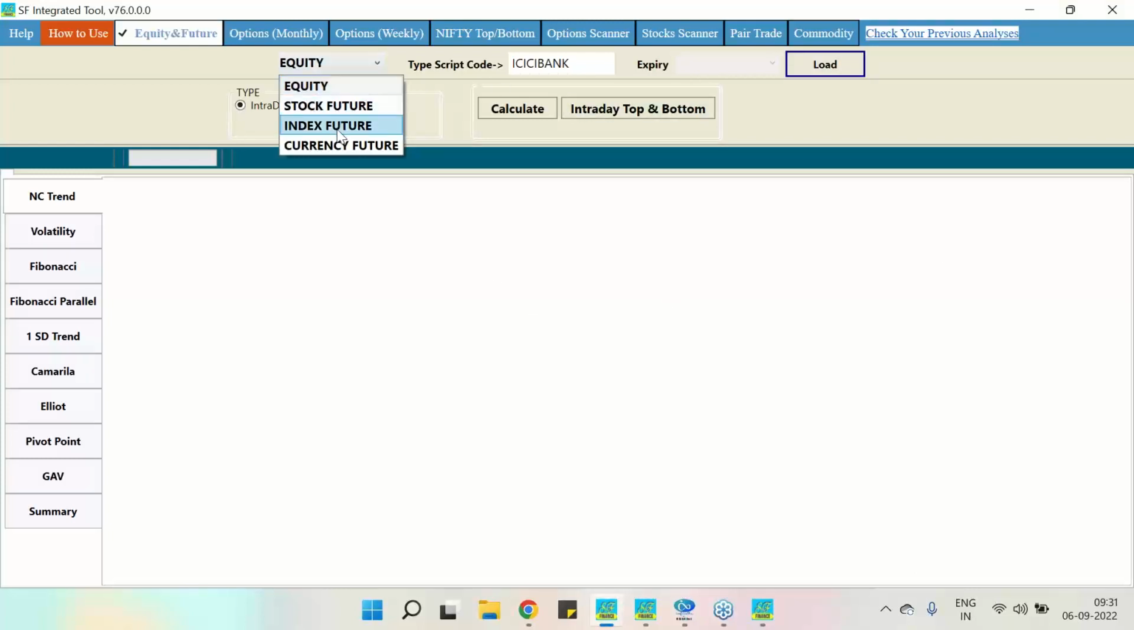I'll be loading the Nifty. I'll just be going for the index future. I'll be loading the Nifty. So the Nifty data has loaded.